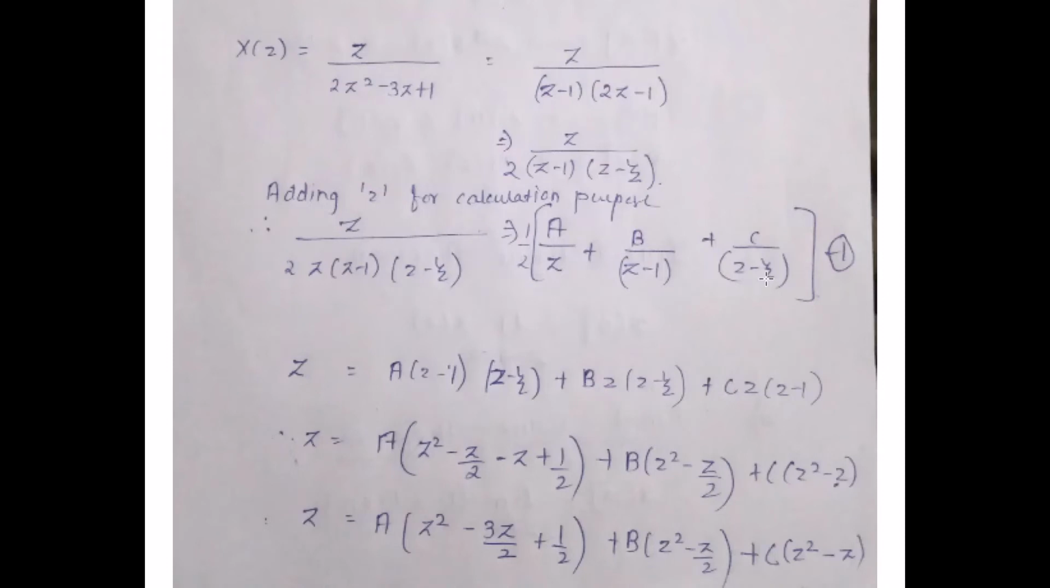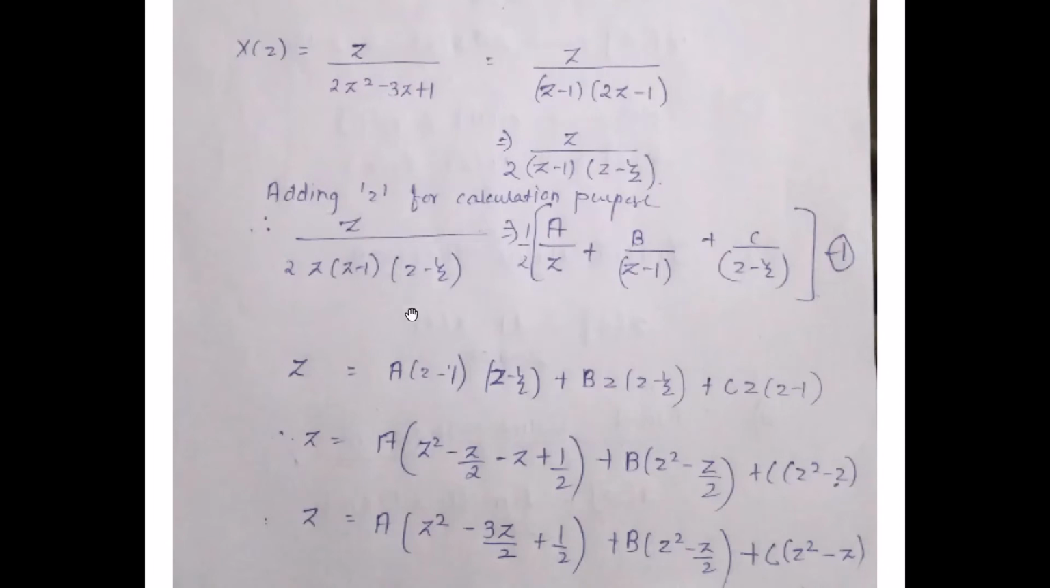Okay, then what happens is that we are going to find out the z value over here, and a is going to be (z minus 1)(z minus half), b will have z into (z minus half), c will have z into (z minus 1).